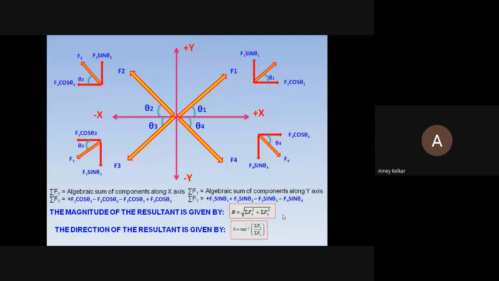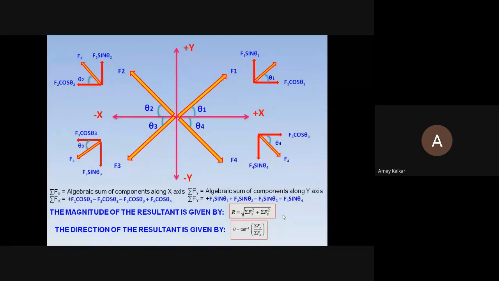And where will the resultant be acting? It is given by the direction, that is theta. So theta will be tan inverse of summation Fy divided by summation Fx. So now R is that single force which will replace F1, F2, F3 and F4, and that will act at an angle theta. So this is what is called as composition of forces. Composition of forces is a process where we combine all the forces and replace it by a single force which produces the same effect as produced by the combination of all the four forces.